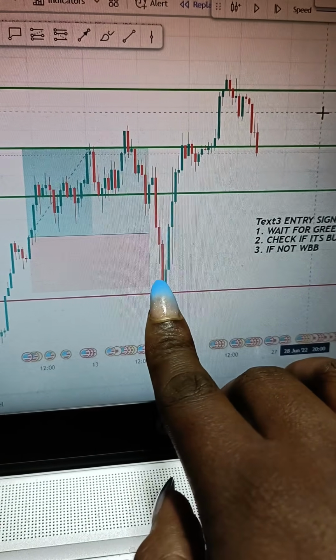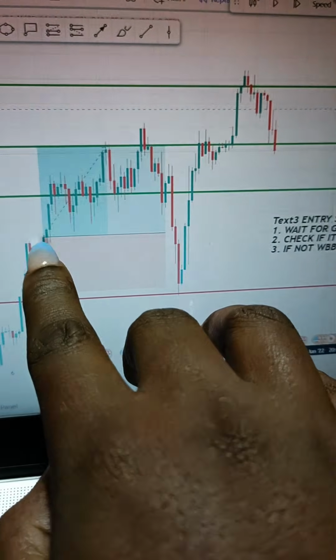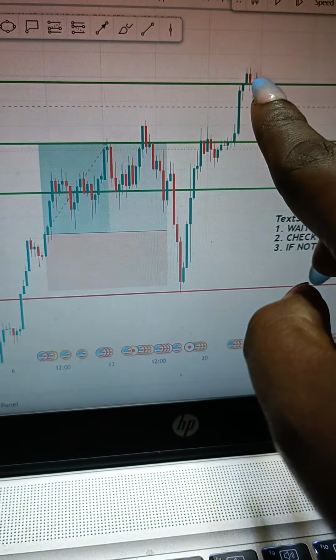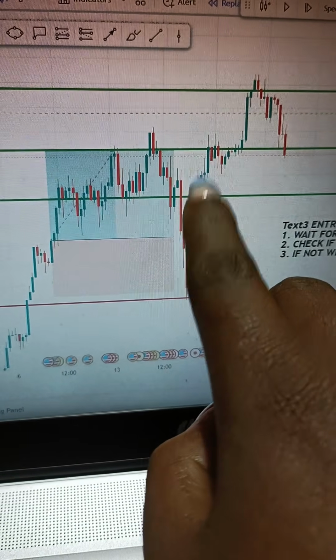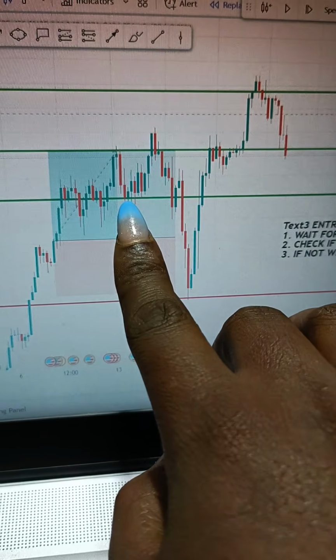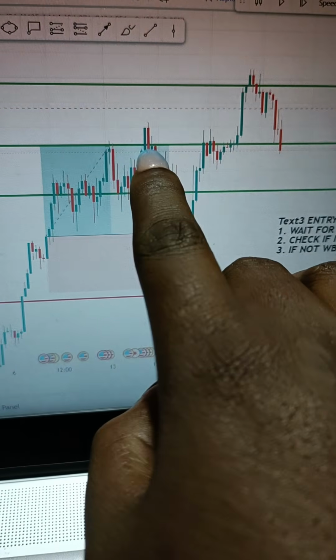So many people get it wrong. Whenever they enter the market very well, they over-target, but they get stopped out. So guys, always make sure that once you know how to enter, your targets are correct.